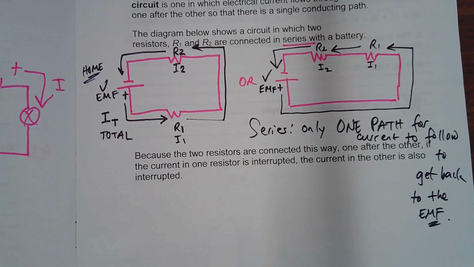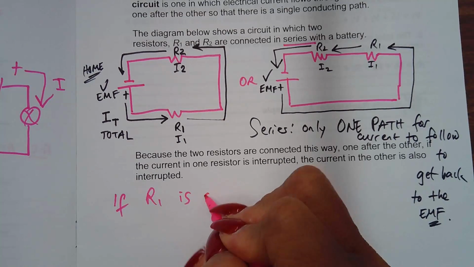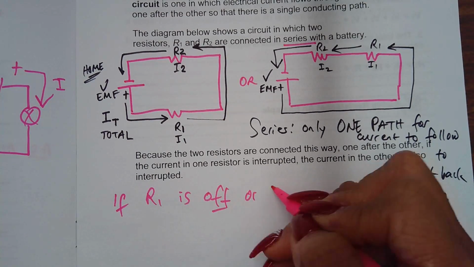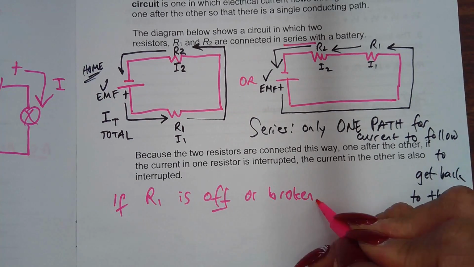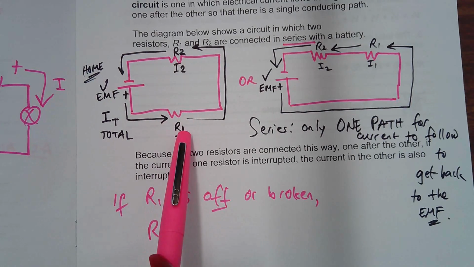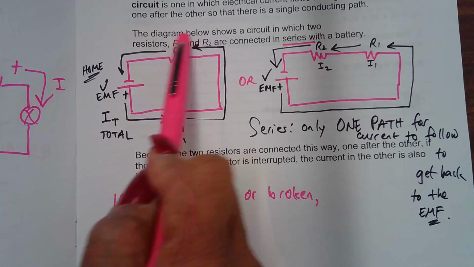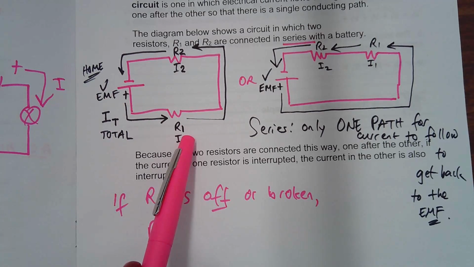If the current in one resistor is interrupted, the current is also interrupted. What does that mean? If R1 is off or broken, what would happen to R2? Can R2 turn on? No. Why not? Remember, if R1 is to be turned on, that current has to go back to the battery first. Because it goes through R1 first. It has to go through R1 first, right?